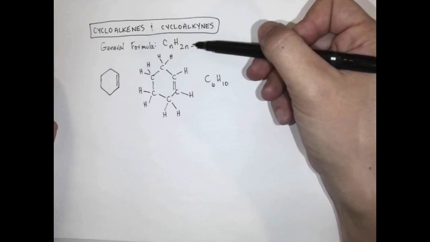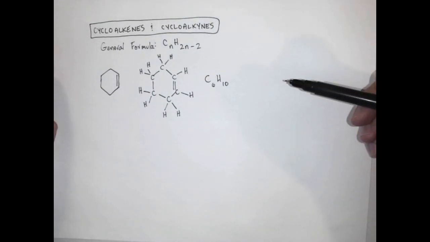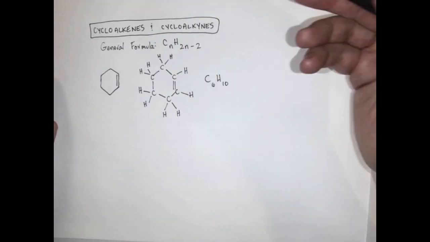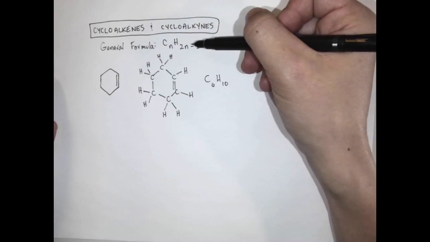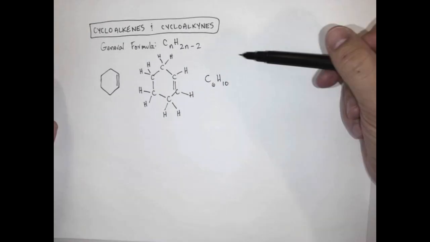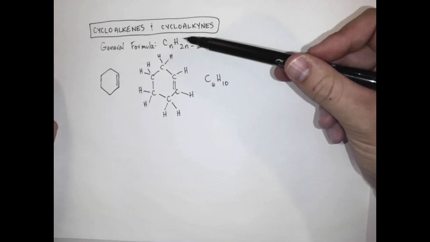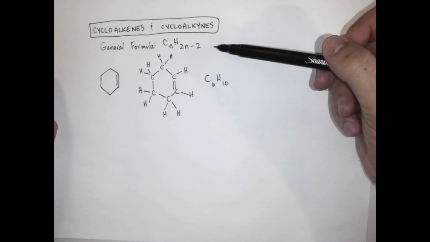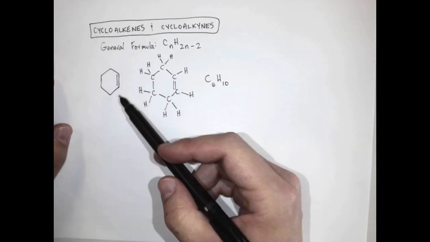That's a result of the carbons being in a ring. So as you can see, the general formula, CnH2n minus 2, is also the same general formula for alkynes. So alkynes and cycloalkenes will have the same molecular formulas. So how do I name this thing now?